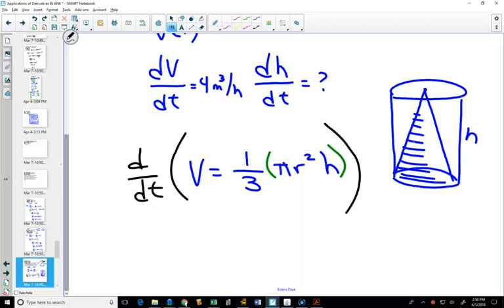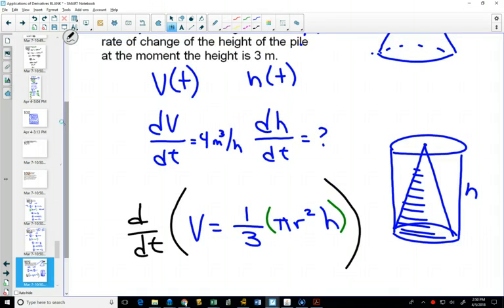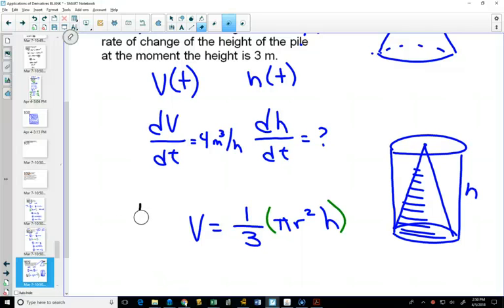Now, we want to take the derivative with respect to time. But the problem here is we've got 2 variables on this side: an r and an h. That means radius is a function of time too, but we have nothing in here that tells us what dr/dt is. So before we take our derivative with respect to time, it would sure be nice if we could rewrite this equation with only V and h.